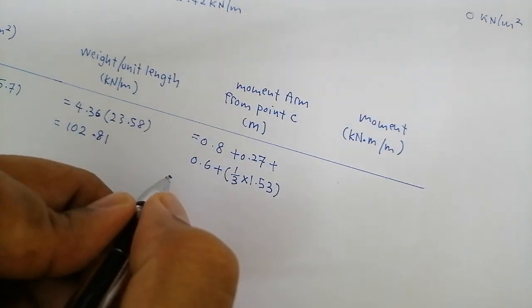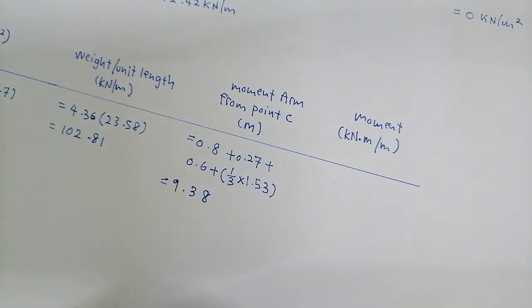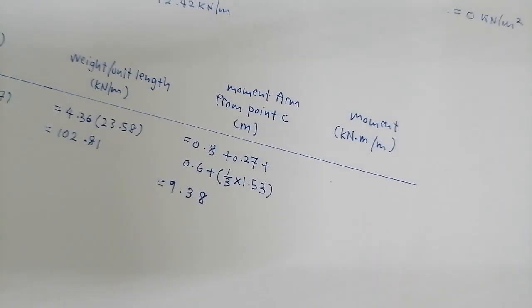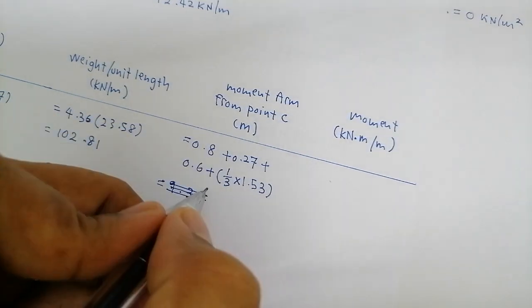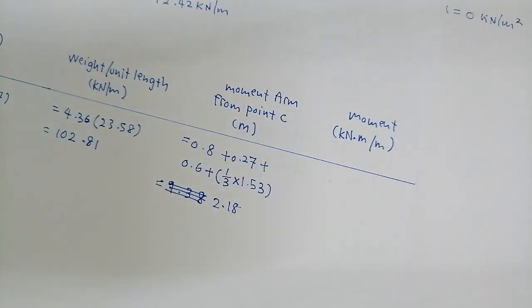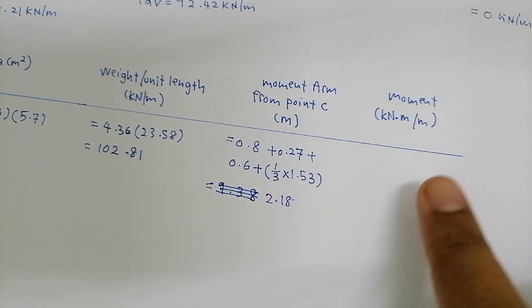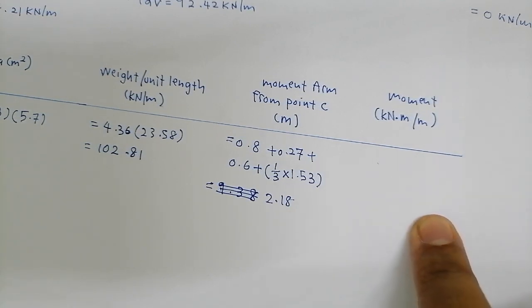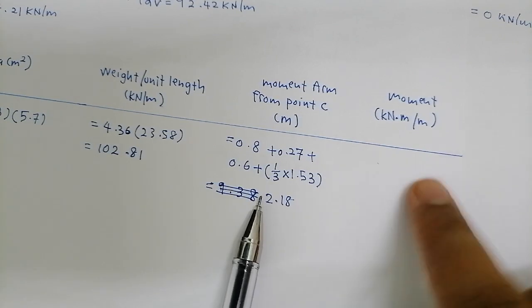I got 9.38. 9.38. Is it correct? Wait, please bear with me. Okay, sorry, this is 2.18. I calculated it wrong just now. Okay, 2.18. Alright, so this is column 4. And column 5, the last column, the moment. Okay, the moment. So the moment is basically column 3 times column 4 to get the moment.